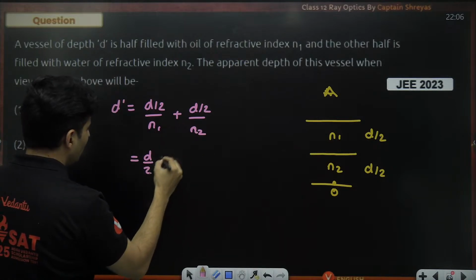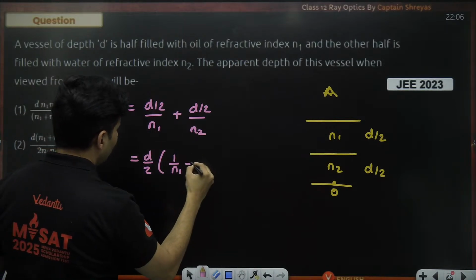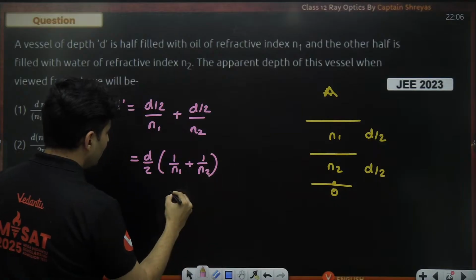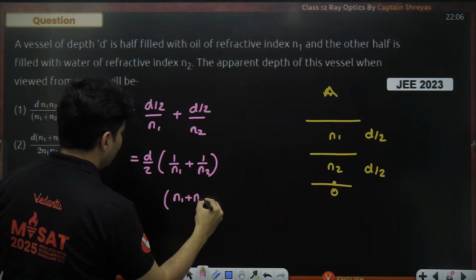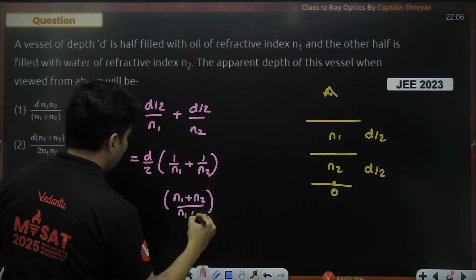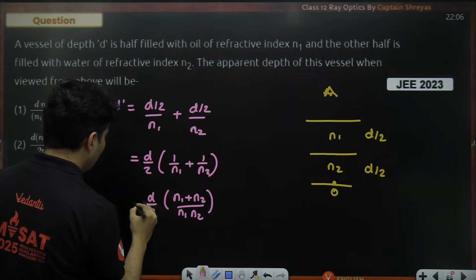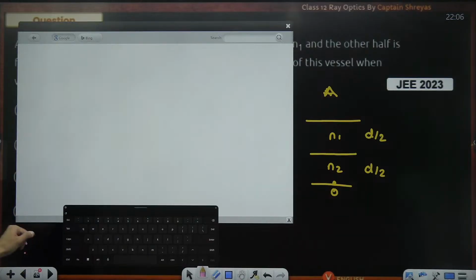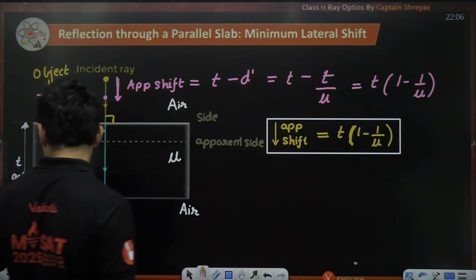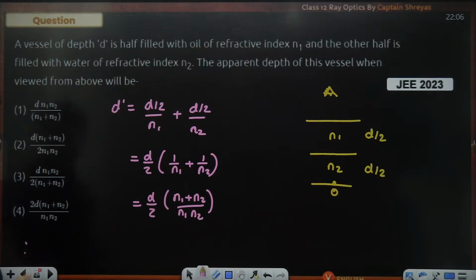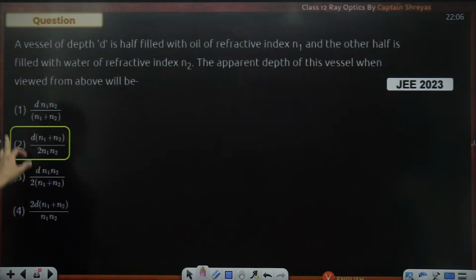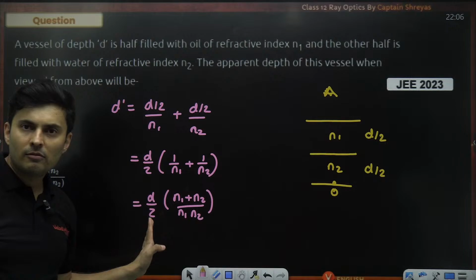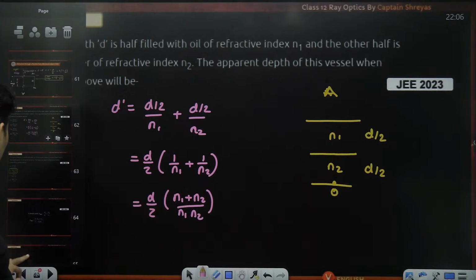So d by 2 is common. So 1 by n1 plus 1 by n2. Take LCM. So it will be n1 plus n2 whole thing divided by n1 n2, and d by 2 will be over here. So that is the answer. Option number 2, d by 2, n1 plus n2 by n1 n2. Okay, fairly simple. Let's do one more question coming up on your screen.